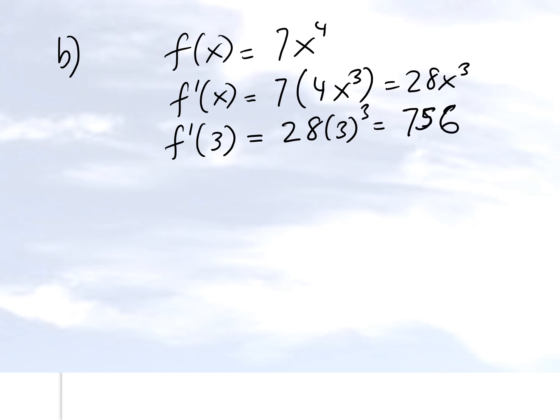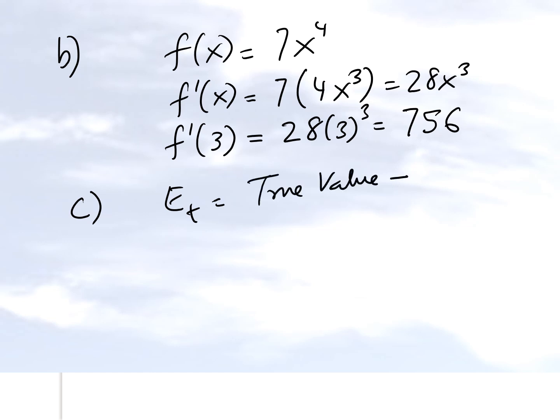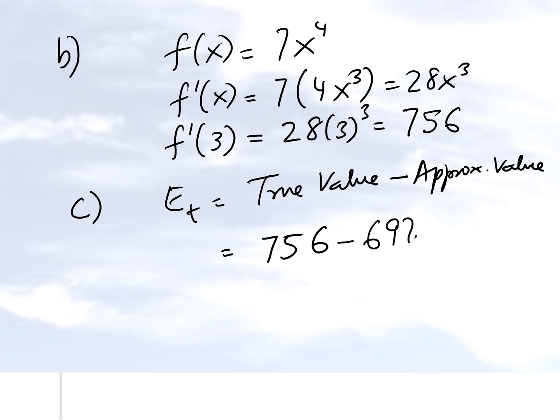So now in part C, we can calculate what the true error is. The true error is what? It is the true value, also sometimes called the exact value, minus the approximate value. The true value which we just calculated was 756. What was the approximate value which we calculated in part A? It was as follows. And if we subtract the two quantities, we get 58.3583.